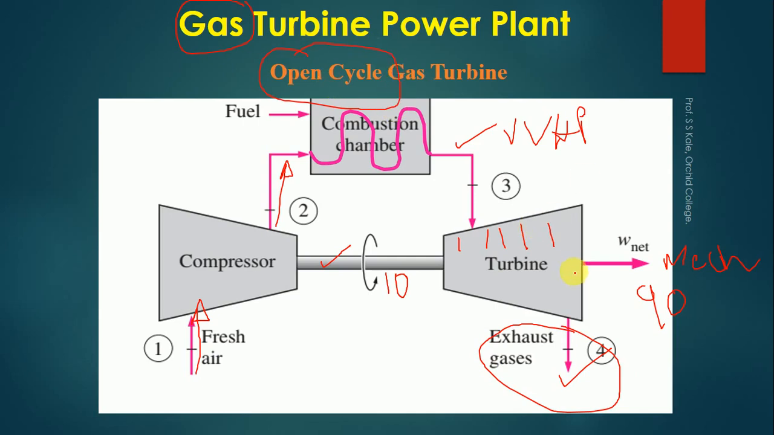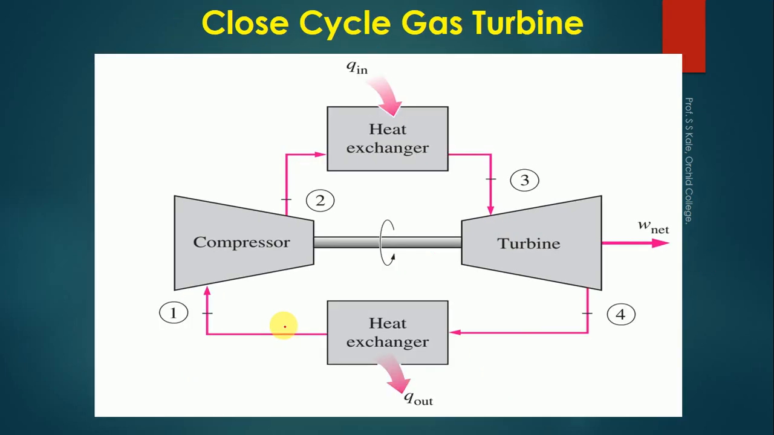When, after using the gas in the turbine, the gases are leaving to the atmosphere, then it is called an open cycle gas turbine. If gases are recirculated once again, then it is called a closed cycle gas turbine. Okay, so in this figure we have seen the open cycle gas turbine. Let's see what a closed cycle gas turbine is.